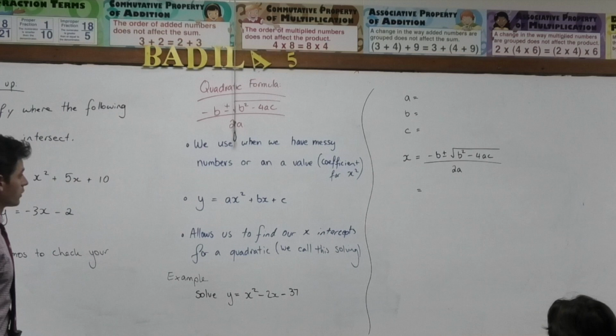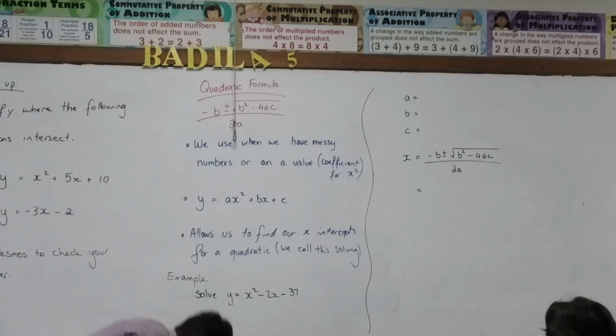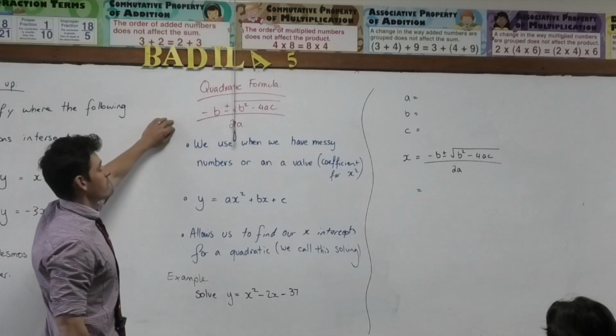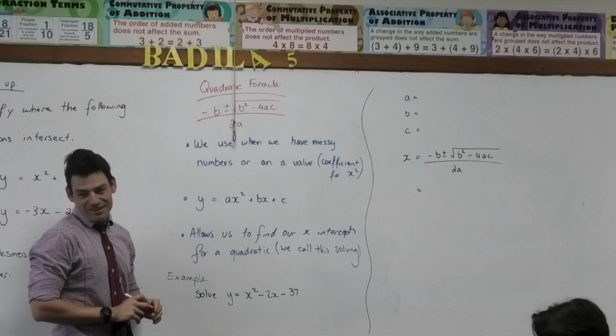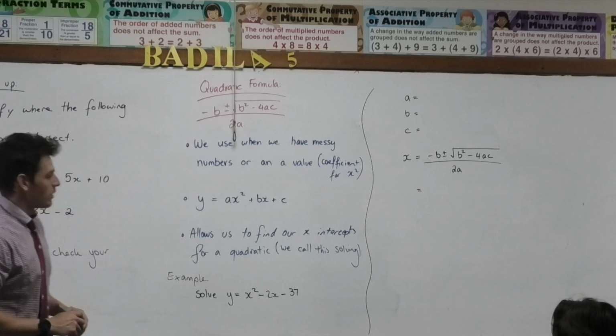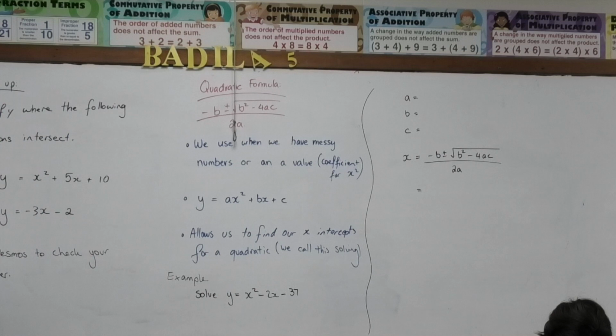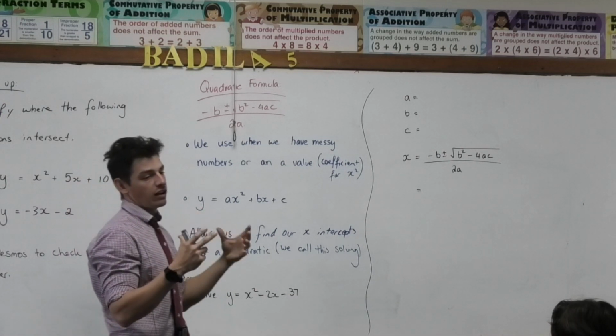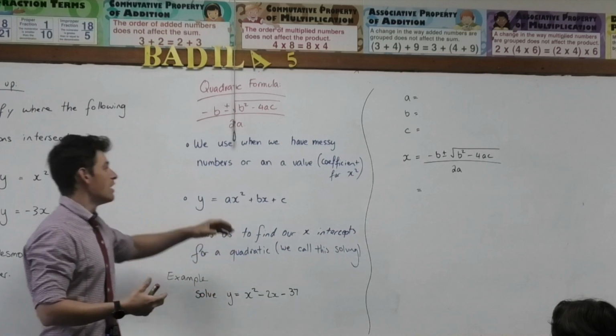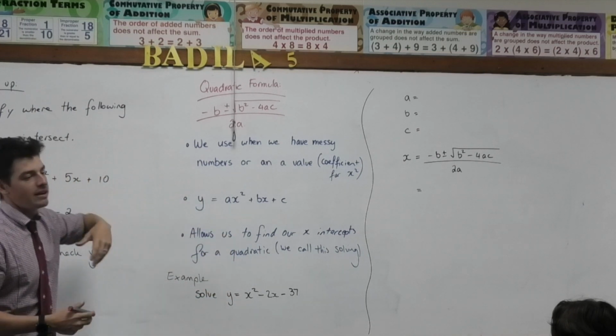So this gross little concoction is what we call our quadratic formula. We use it when we have messy numbers so we can't factorise using our original method. That's the one where we look for the factors of the last number that add up to make the middle. If we haven't got clean numbers, what would be an example of that?